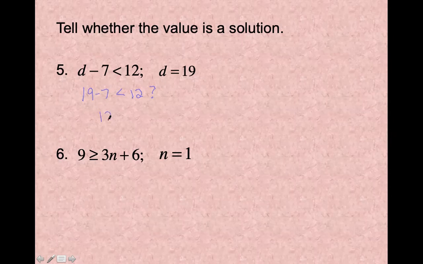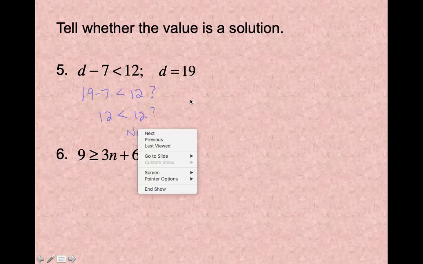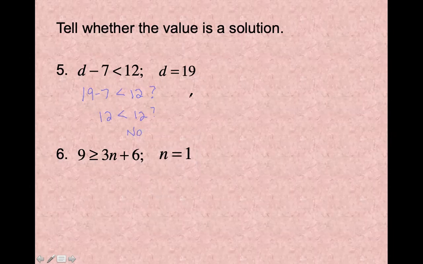So 19 minus 7 is 12. Is 12 less than 12? And so our answer to that question would be no, it's not less than, it's equal to. And so our answer is no, it's not a solution. All right, if it had said d minus 7 is less than or equal to 12, then 19 would have been a solution.